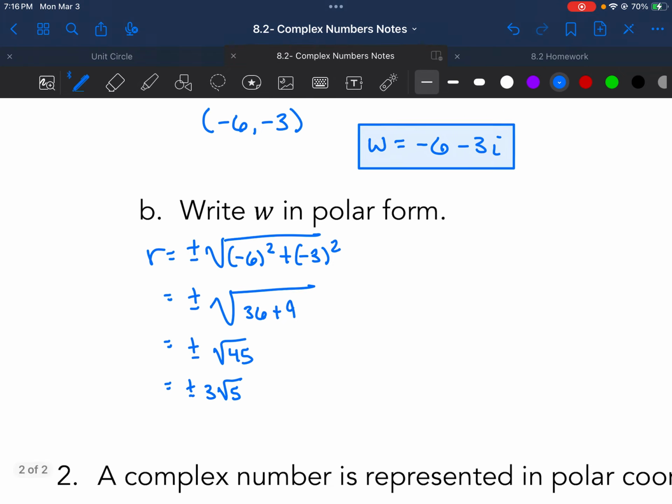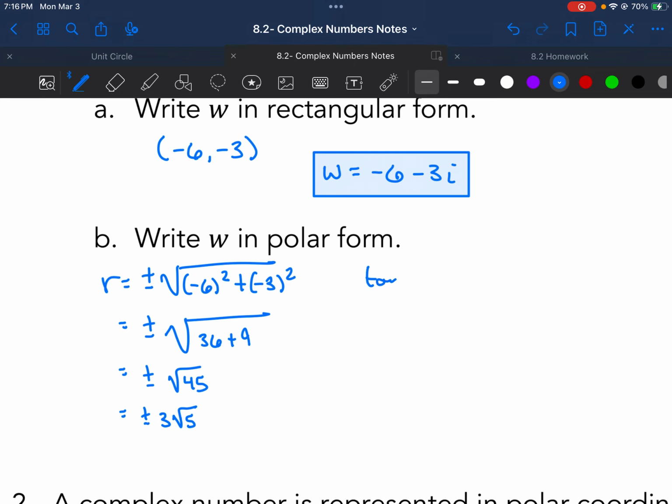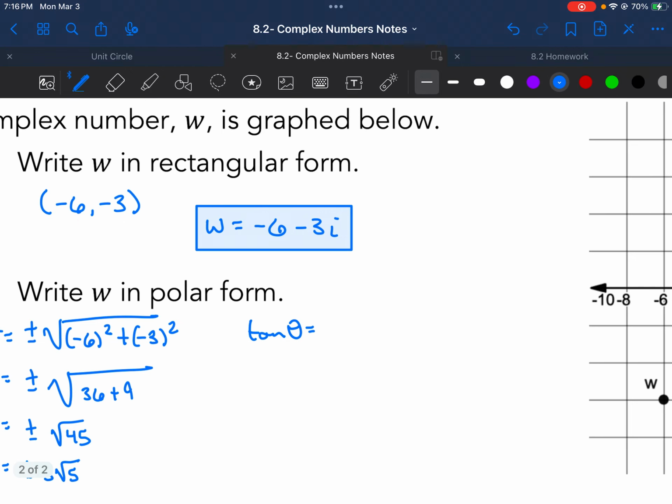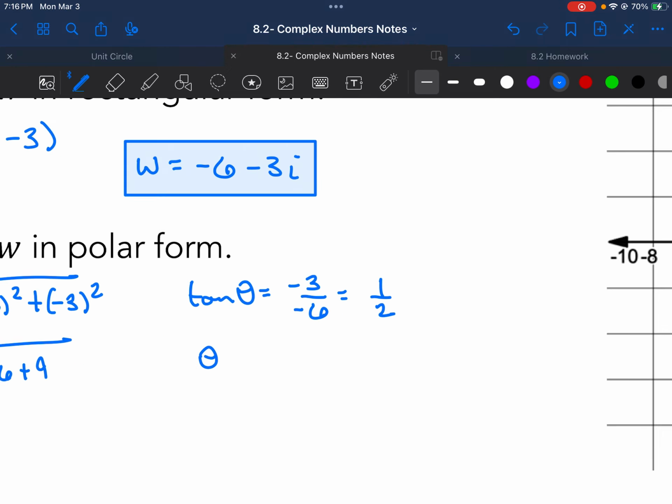Okay, the theta, so tangent of theta equals the y value divided by the x value, -3 divided by -6, which is 1/2. And none of our tangent values from the unit circle are equal to 1/2. So we need to go ahead and say theta equals the inverse tangent of 1/2. I'm going to jump over to Desmos on a separate screen. Let's go ahead and calculate this. So inverse tangent of 1/2. I'm getting 0.464.